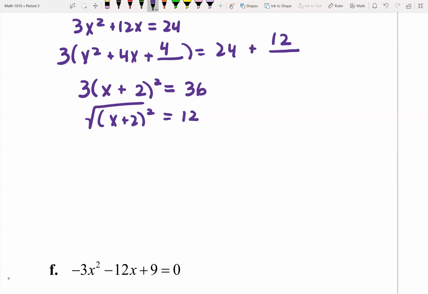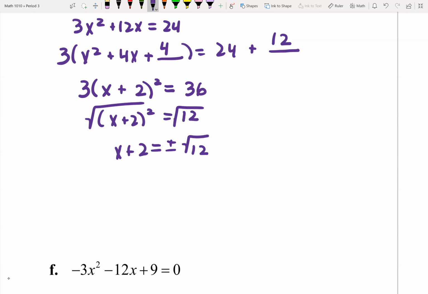Square root is exactly right. And you get x plus 2 equals. Amberly, what comes right after the equals? Plus or minus. Square root of 12. Talk to me about that square root of 12.